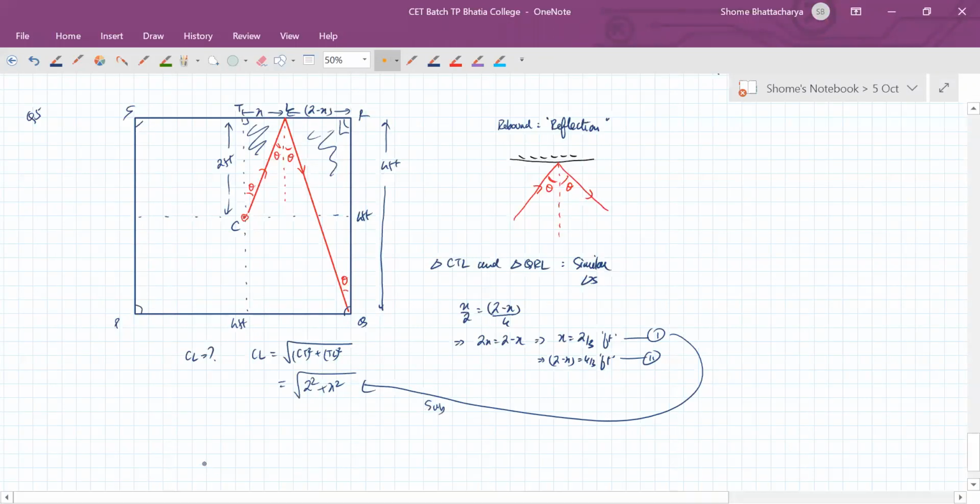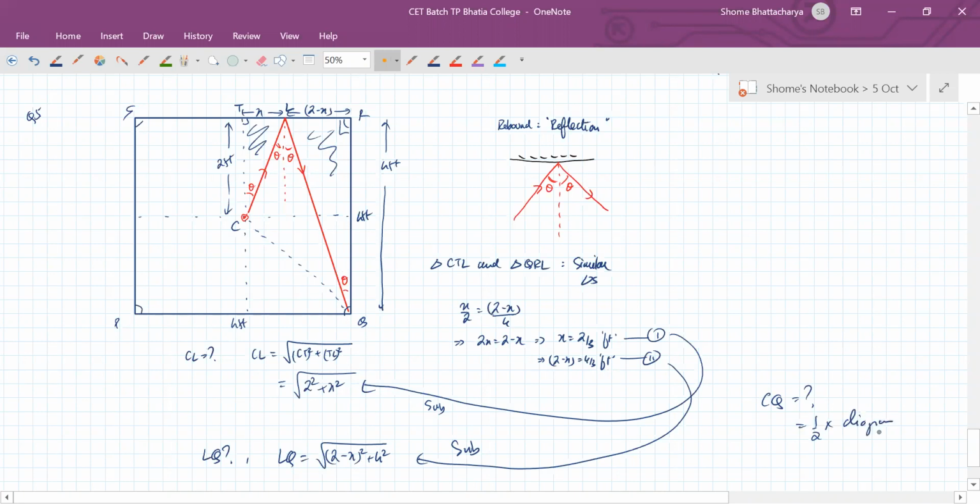Similarly, you want to find LQ. In that triangle you can see LQ is nothing but square root of base square plus perpendicular square. You just substitute the values here and you'll get this. You also want to find the final displacement, that is CQ. That's very easy, it is just half the diagonal of the square, so half of 4 root 2, or 2 root 2 feet. Similarly you'll get these also when you substitute.